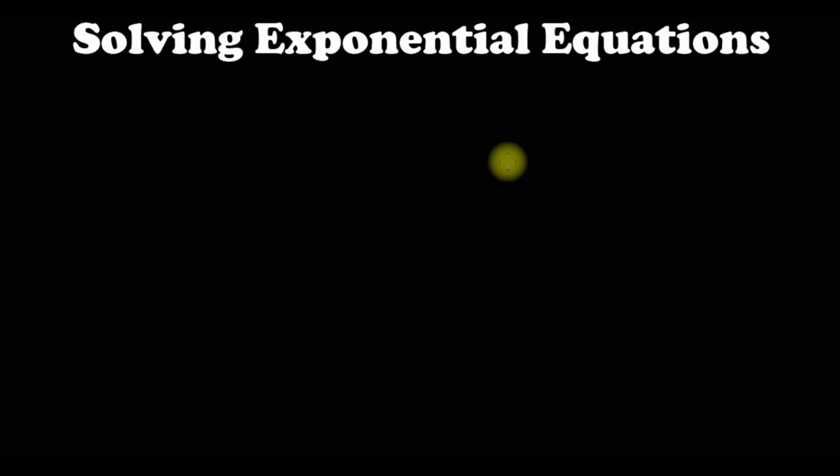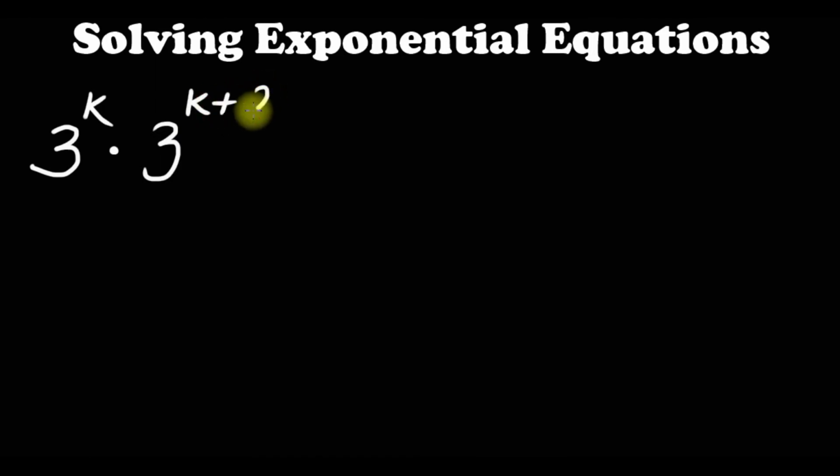In this video, I am going to show you guys how to solve exponential equations. So let's take a look at the first example. So the first example, we have 3 to the k times 3 to the k plus 2 is 3 to the 5k minus 1.